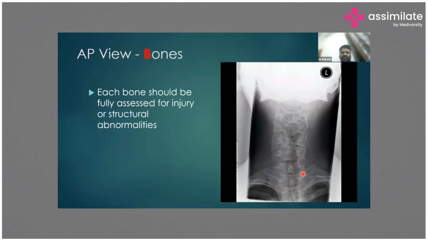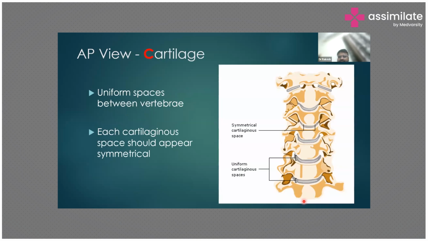Now B is for bones. Each bone should be assessed individually for any structural deformity or any obvious injuries. Now coming to cartilage, here again the space between the 2 cartilages should be equal, and also it should be symmetrical. On the left, the space should be equal on the left and on the right as well.